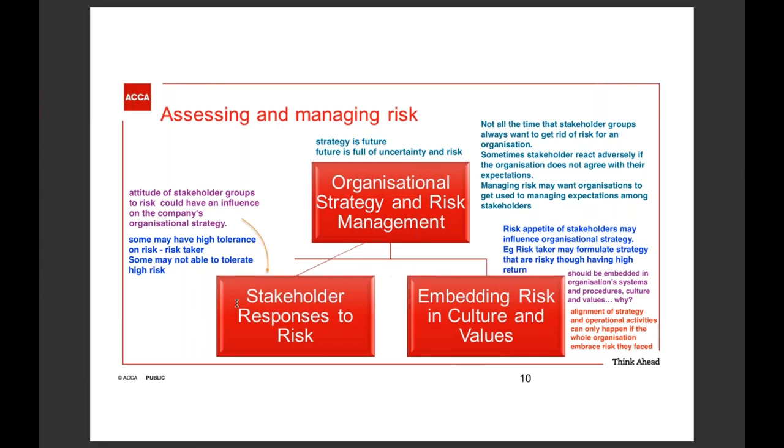So that's why they need to come to terms on the level of risk that both parties are willing to tolerate, right? That actually gives rise to risk appetite.